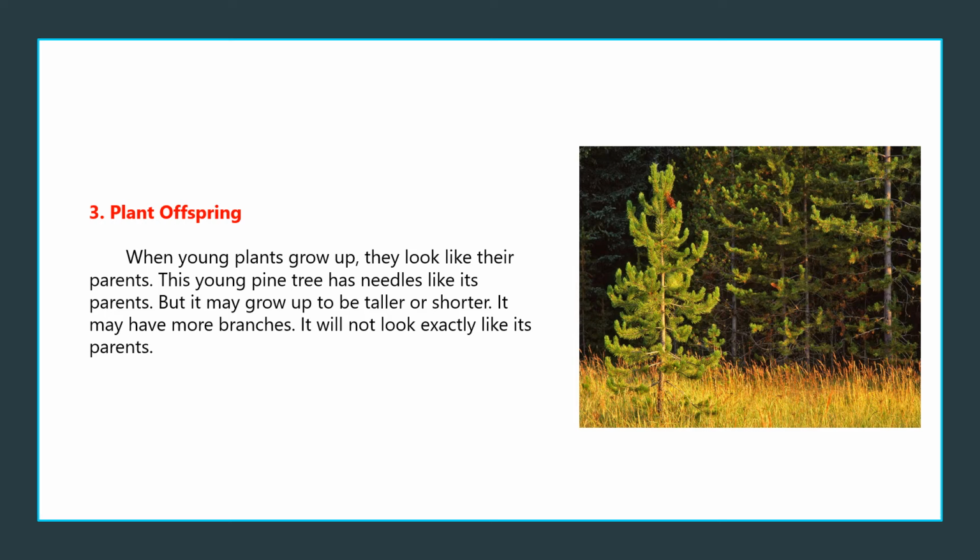Number 3, plant offspring. When young plants grow up, they look like their parents. This young pine tree has needles like its parents, but it may grow up to be taller or shorter. It may have more branches. It will not look exactly like its parents.